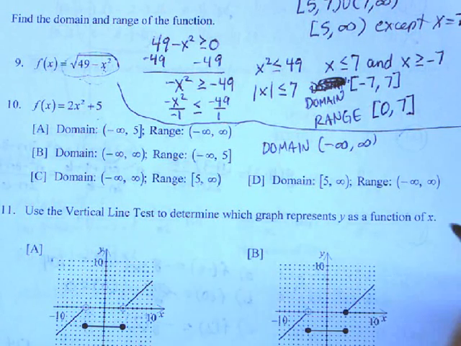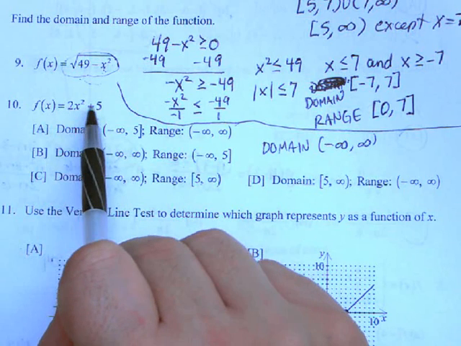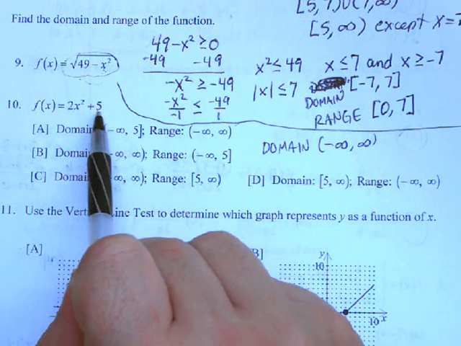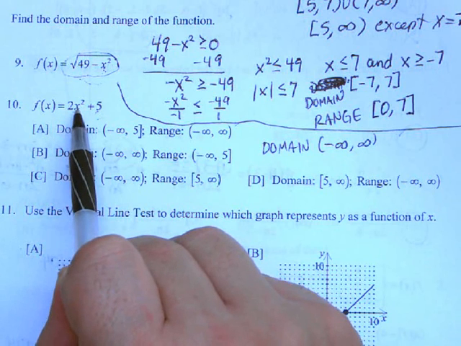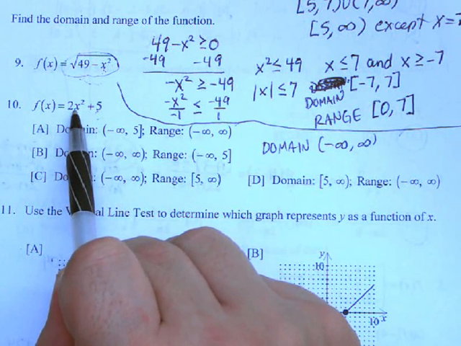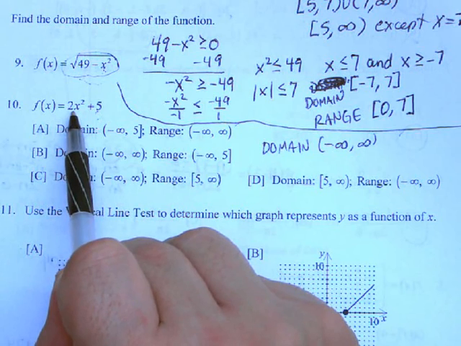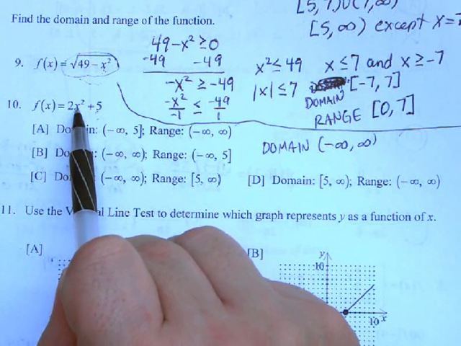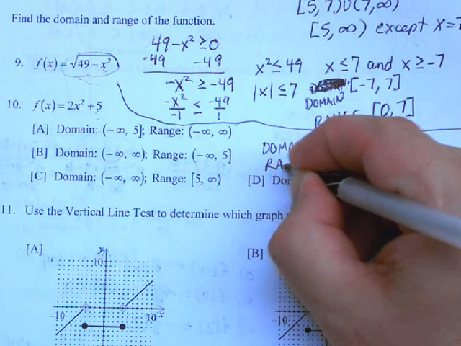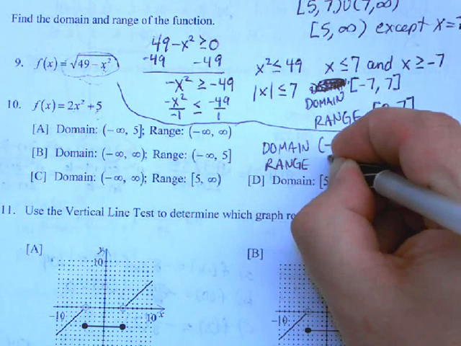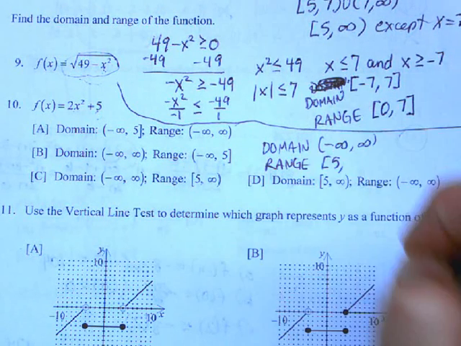Now for the range, I want to look at each part of the polynomial individually. I've got 5. That's a constant. It's always equal to 5. And I know that x squared can never equal a negative quantity. So the smallest this could be is when x is 0. 2 times 0 is 0. 0 plus 5 is 5. So I know the left end of the interval is 5.